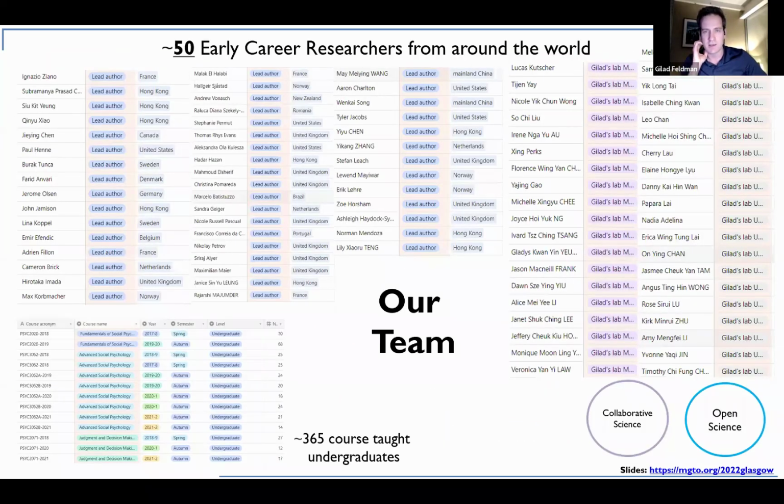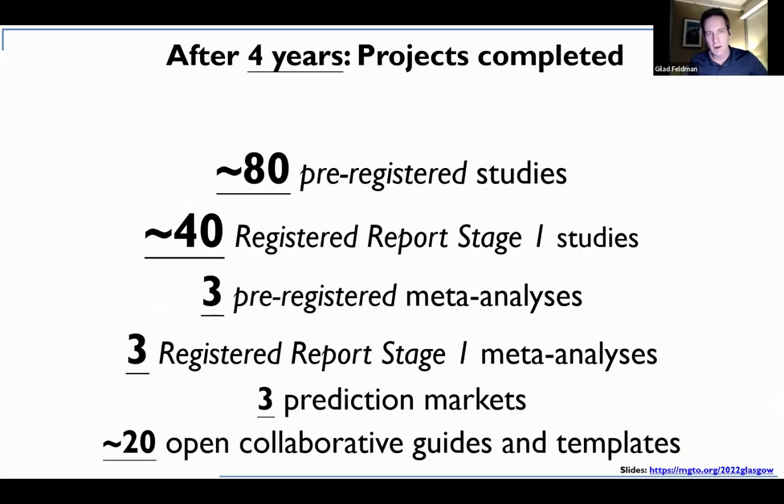This is our team. You can see a lot of lead authors from various places around the world, and then quite a few guided thesis students, but it's all based on these 360 something students in my courses throughout the years. How many did we do so far? So in the 4 years, we've conducted about 80 pre-registered replications and extensions, about 40 registered report stage 1 studies, about 3 pre-registered meta-analyses, a few more registered reports. And because we have so many of those, we also ran prediction markets, trying to get some insights from top level, looking down at what's happening to try and map things out.